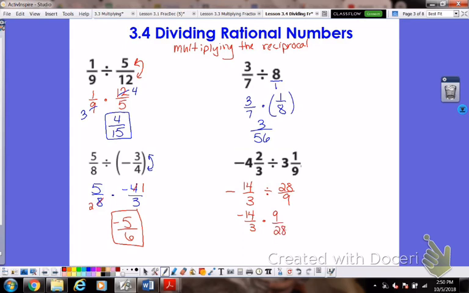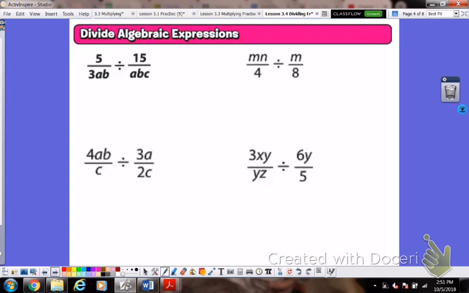I definitely don't want to work with multiplying these numbers. 3 and 9 reduce, both divisible by 3. I see 14 and 28. They're both divisible by 14. So I'm really doing -1 times 3, which is -3, over 1 times 2, which is 2. I don't want to leave it as an improper fraction. I want to change that to a mixed number, which would be -1 1/2. So -1 1/2.